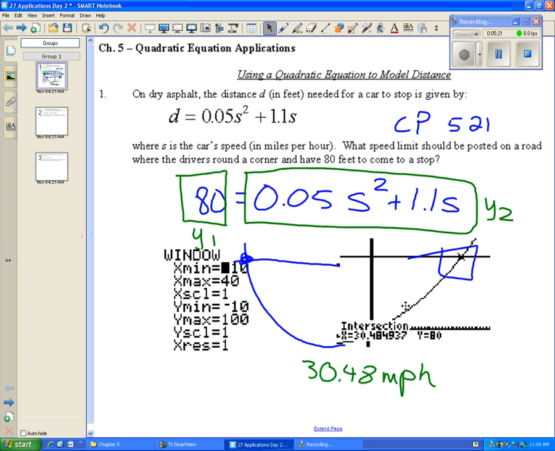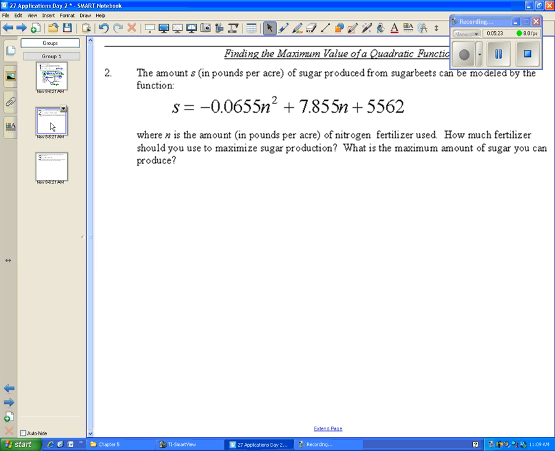Let's go on to the next one. This next one, we're talking about maximum values. Just like yesterday, where I was looking for a maximum value, today I'm going to be looking for a maximum value.